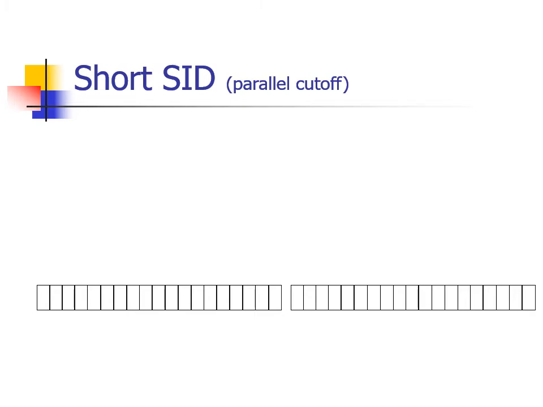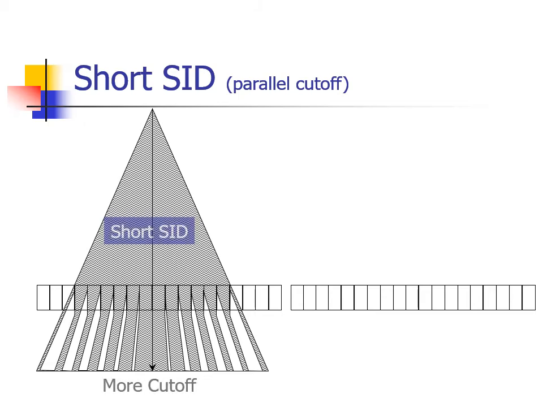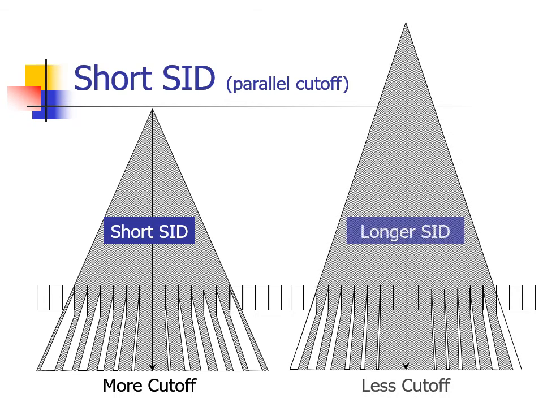Here are two parallel grids side by side. Notice the amount of cutoff for the short source to image distance exposure. This illustrates the effect of increasing the source to image distance with a parallel grid. The cutoff decreases because more of the center ray is used and the center rays travel at less of an angle to the grid.